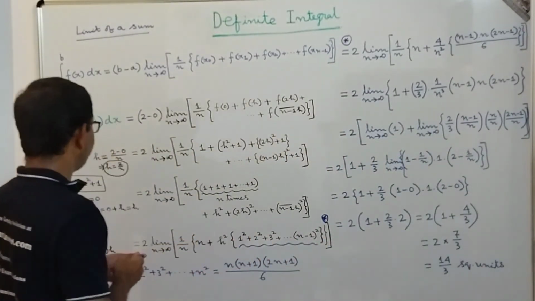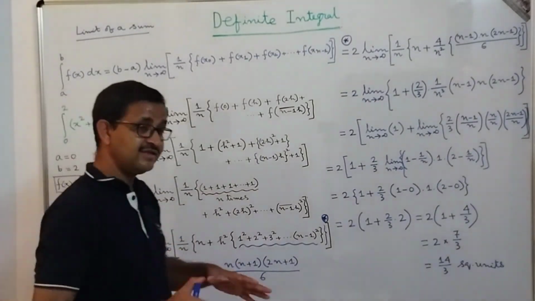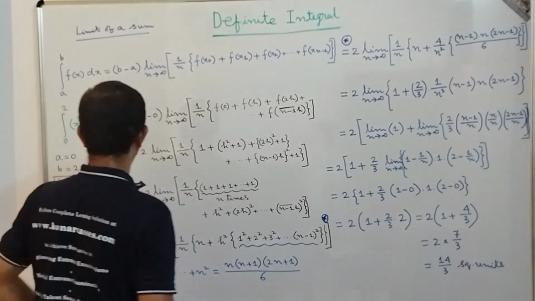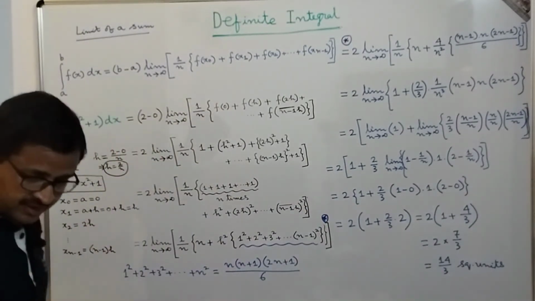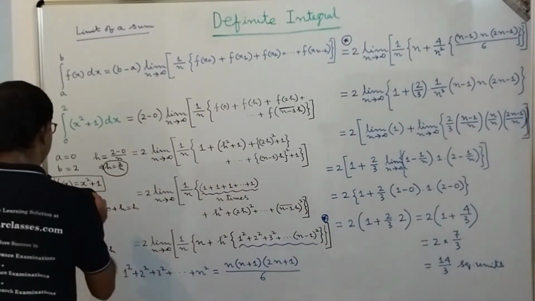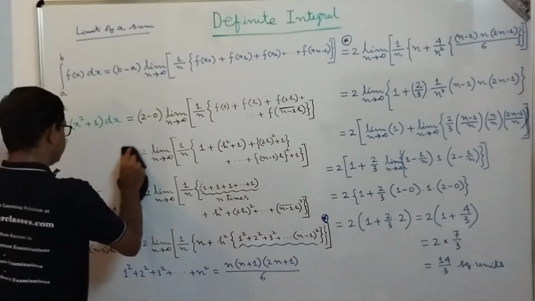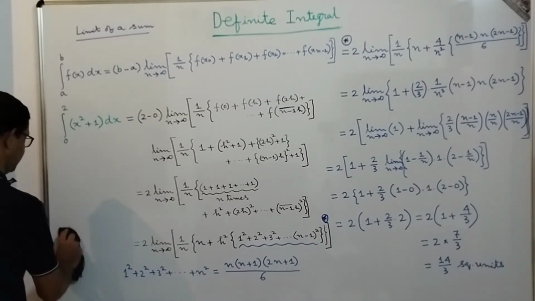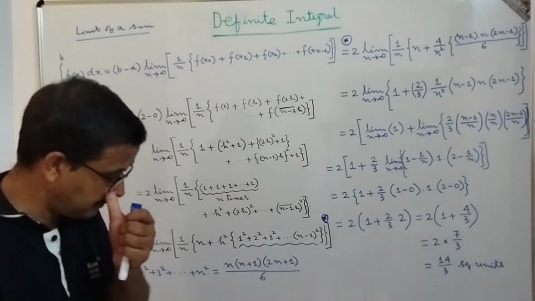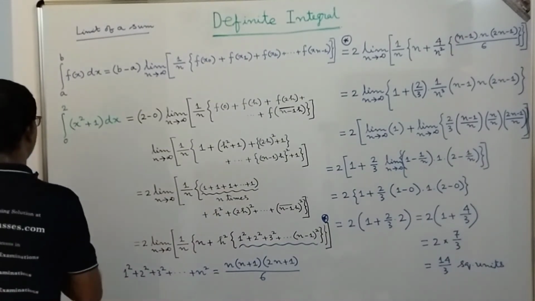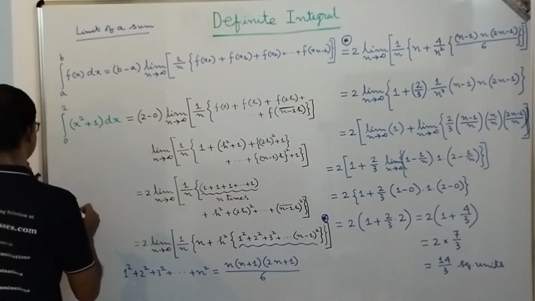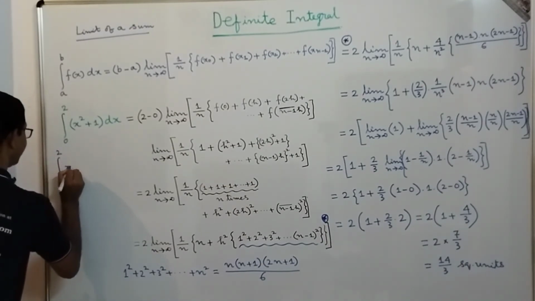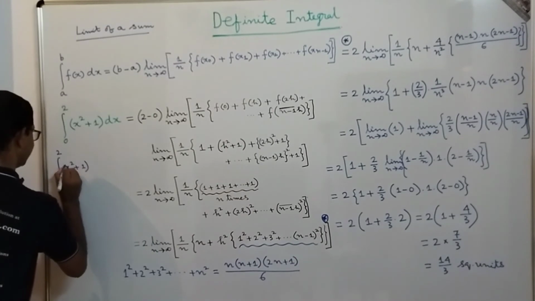So this is the way we find the value of this definite integral as a limit of a sum. Now how to verify that we got this result correct? There is a way to verify also. If you recall, we discussed in the beginning that if we know the antiderivative of x square plus 1, what is the antiderivative of x square plus 1? That is equal to x cube by 3 plus x. Correct or not? So the way to find the integral from 0 to 2 of x square plus 1 dx.